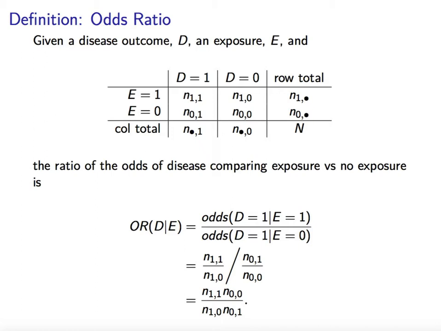Put another way, the odds of disease given exposure gives us a measure of how likely we are to have disease after we are exposed. But the odds ratio gives us a measure of disease risk comparing exposed to unexposed individuals. So this isn't exactly how we're going to use it. This is sometimes referred to as a counterfactual group.